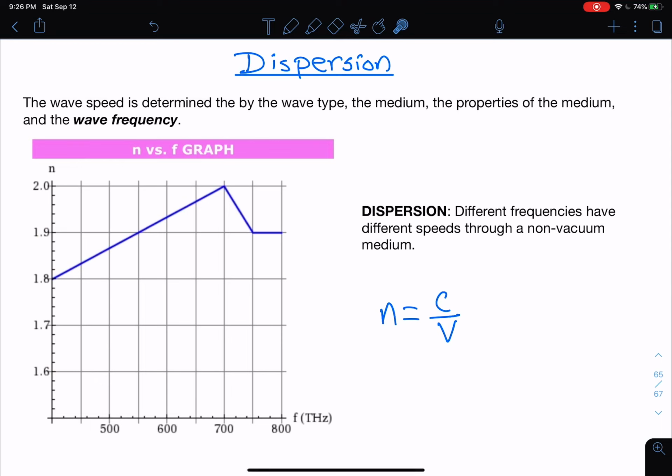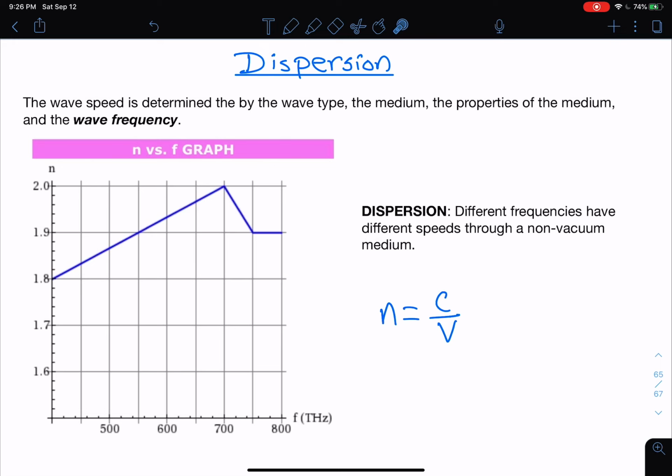In this graph, we have the different frequencies down here on the x-axis. This is terahertz. Tera is 10 to the 12th. And here is N. This is the index of refraction. And this is just some made-up dispersion graph. So this doesn't reflect, to my knowledge, any actual material, but I just made one up here. And it just shows what the different values for N are for the different frequencies.